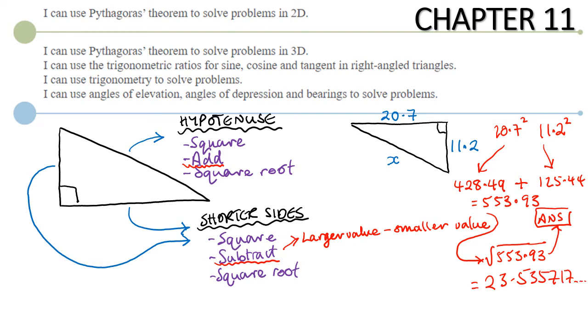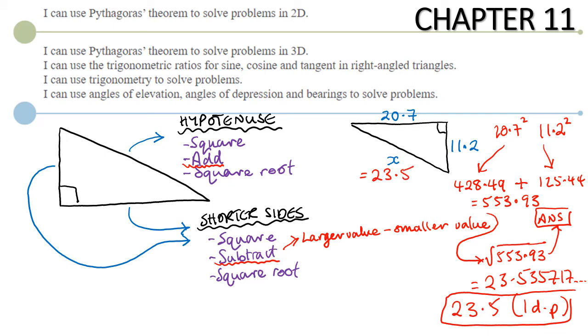23.535717. It goes on for a few more digits. So to a suitable degree of accuracy, since the numbers are given to one decimal place, it makes sense to give the answer 23.5 to 1 dp. You'll often be told in the question what that measurement is. So x here is 23.5, and whatever these units are, these might be meters here, so my final answer would be in meters. Okay, so that's an example where we find the longer side.